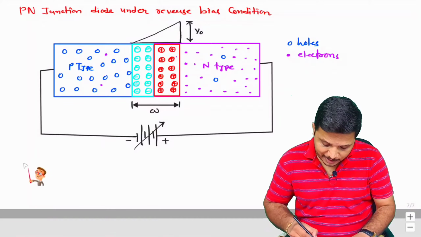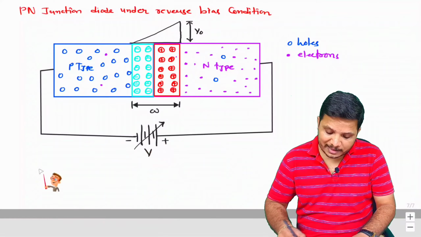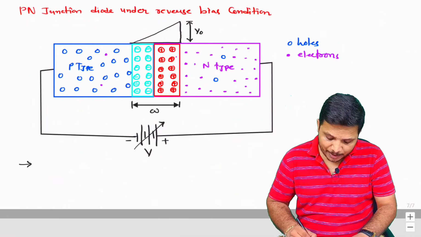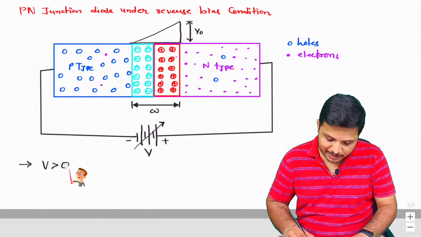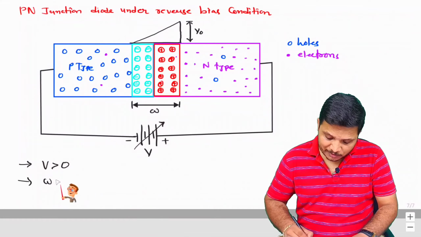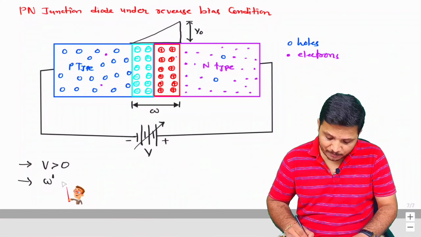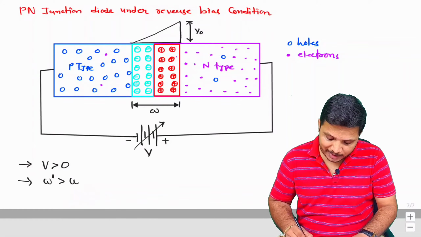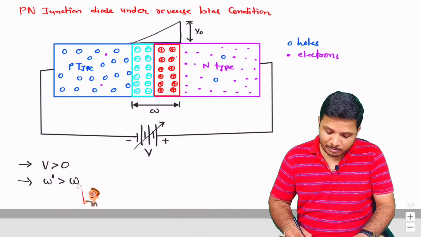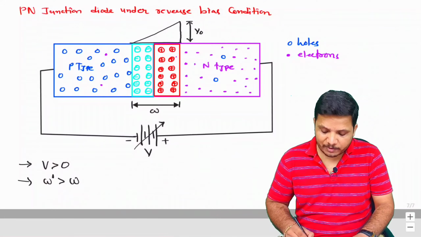If I say I have a certain amount of voltage V in the reverse bias, what will happen? If V is greater than 0, you will observe a change in depletion width. Let us say it is now W dash. It will always be greater than the zero-bias depletion width, right? So the depletion width will increase.